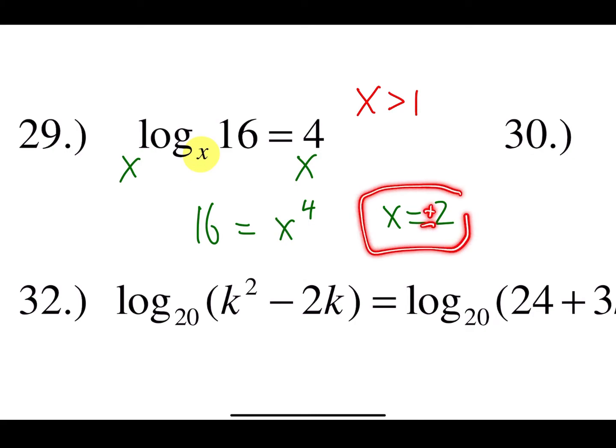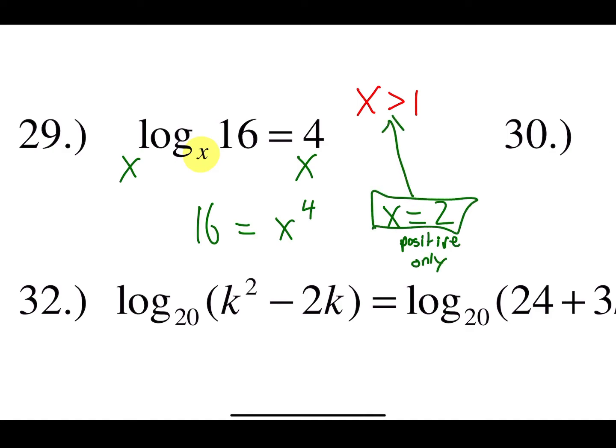But then we take that and look at the fact that the base has to be greater than 1. If it was -2, it would not be greater than 1. So we're only going to take the positive version, positive only, because x has to be greater than 1.